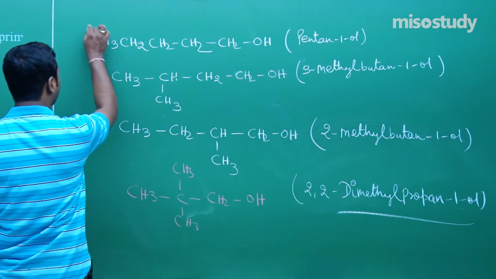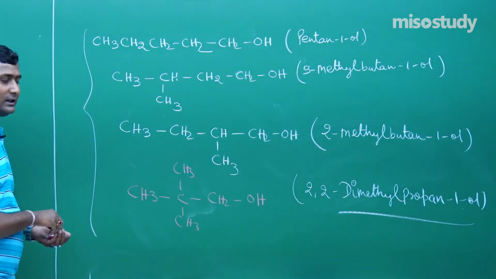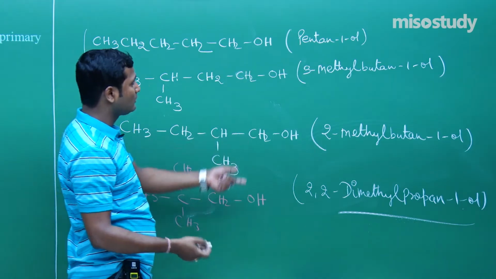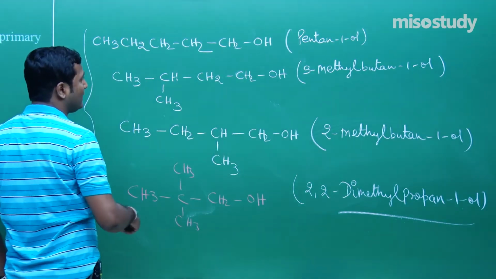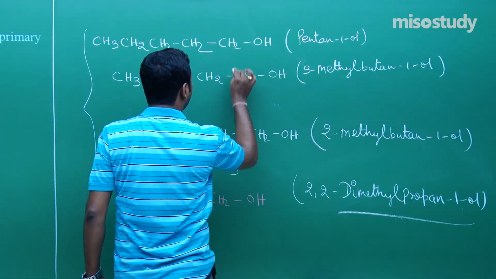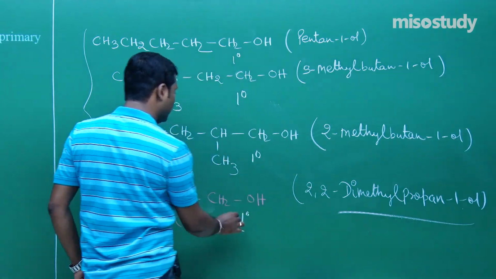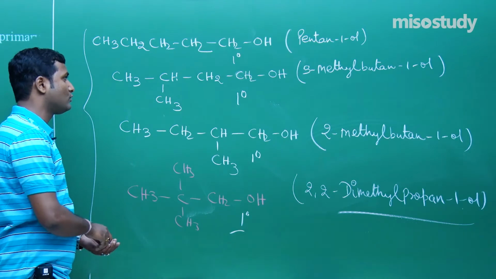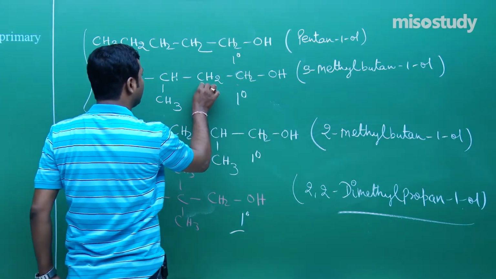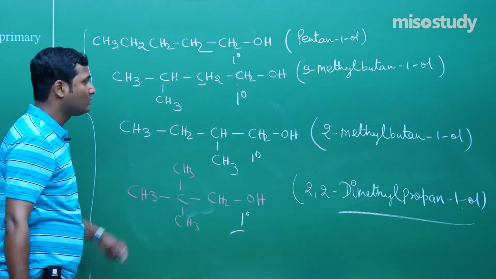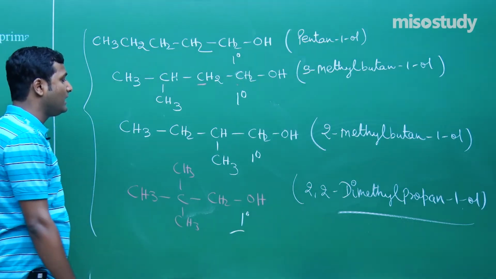Now these are the possible 4 isomers. Look at, all names differ, and in each and every case they are 1 degree, 1 degree, 1 degree, 1 degree. Clear? Because OH is attached to that carbon which is directly attached to only one carbon. So these all are 1 degree alcohols.